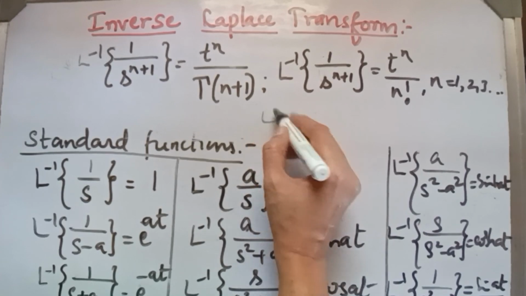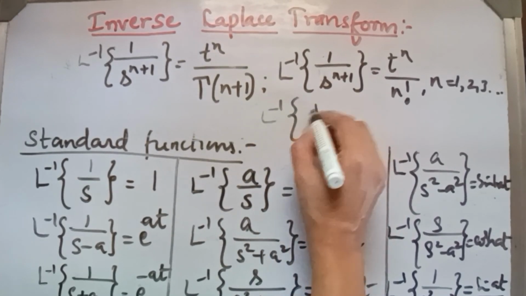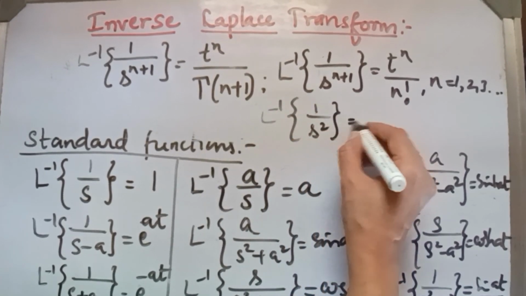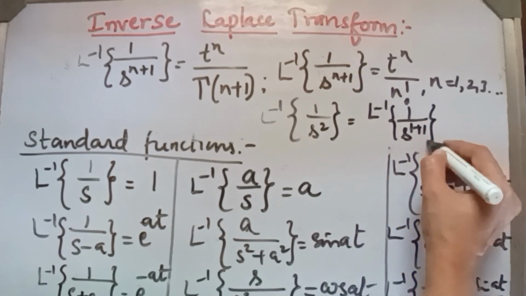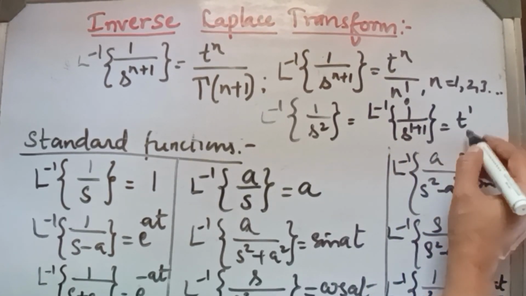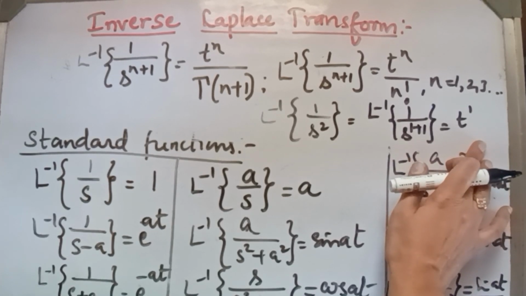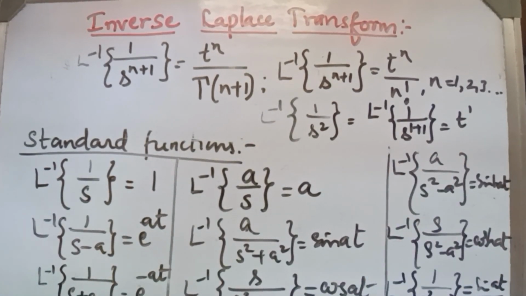We'll see, for example, inverse transform of 1 by s square. So it is nothing but inverse transform of 1 by s power 1 plus 1. So that is t to the power 1 by 1. That is nothing but t. I will give more examples.